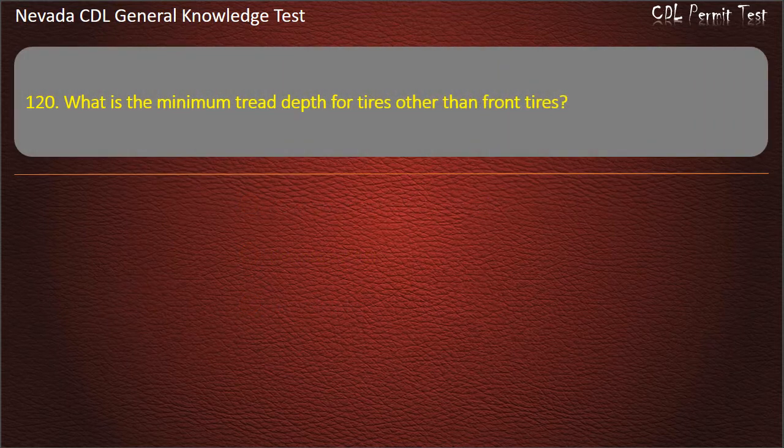Question 120. What is the minimum tread depth for tires other than front tires? 3/32 inch. 2/32 inch. 4/32 inch. Answer. 2/32 inch.